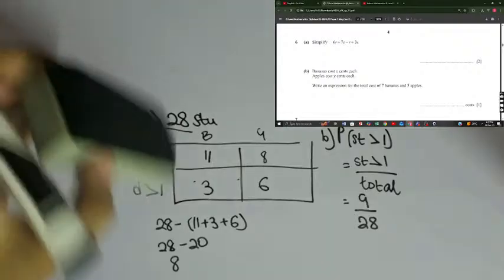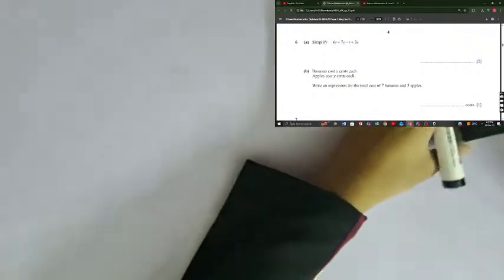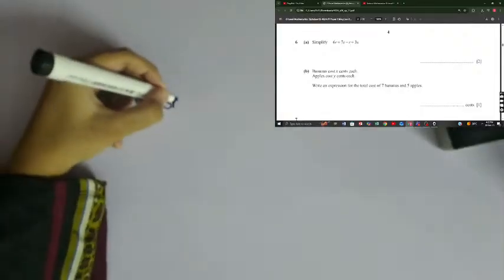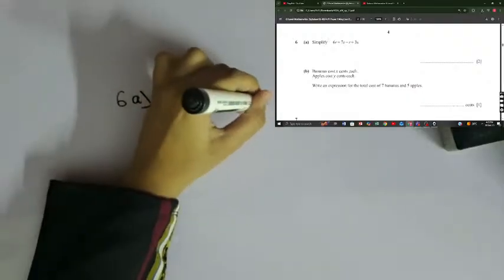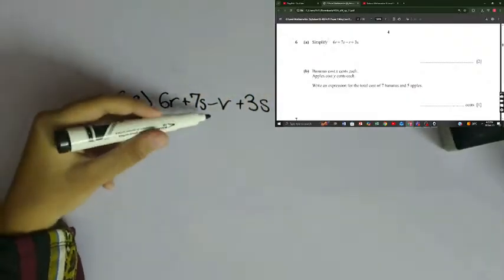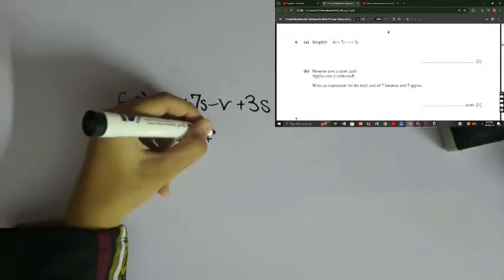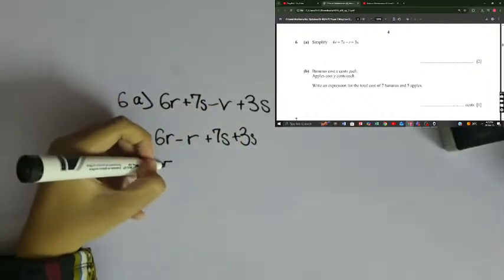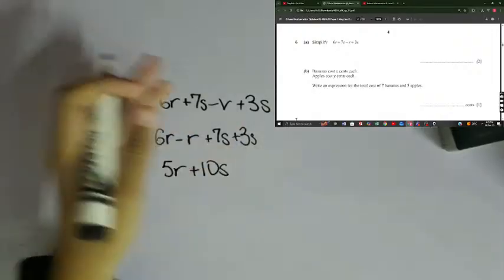The next question, for question number 6, we have a simple algebraic question. Question 6a says that we have to simplify 6r plus 7s minus r plus 3s. So here we can group like terms together first. 6r minus r plus 7s plus 3s. 6r minus r is 5r and 7s plus 3s is 10s. So we've gotten our simplification here.